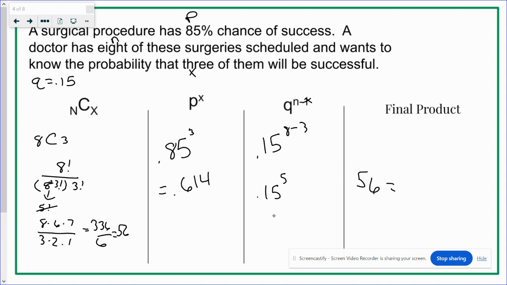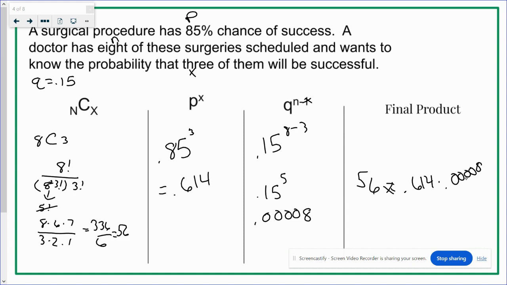So we're just going to round that off to 0.00008 because it's 0.00075. So that 7, the 5 would bump the 7 up to an 8. All right. So now we have 56 times 0.614 times 0.00008. Remember, there were 4 zeros there.